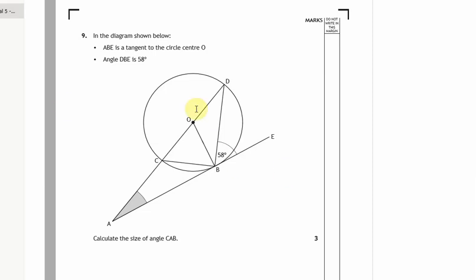I'll just read the question. In the diagram below, ABE is a tangent to the circle. So this line here is a tangent. I think we can see that quite clearly, so I'll just cancel it out. And they're telling us an angle as well. Calculate CAB, a highlighted angle. So again, the words, we don't really need them.